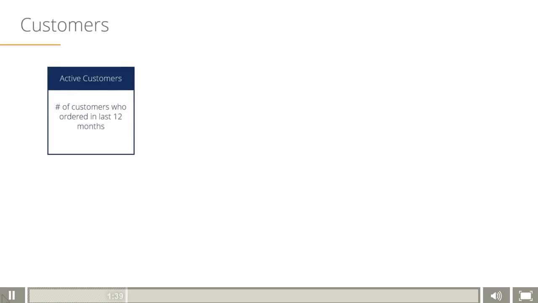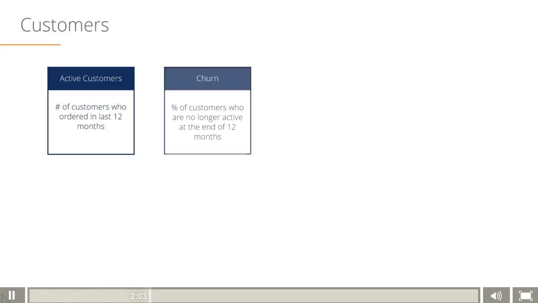The first is active customers. Active customers is defined as the number of customers who have ordered in the last 12 months. That is the most common duration for an active customer. Some companies will define it over a longer time period, say number of customers who've ordered over 24 months or 36 months, depending on the type of business. 12 months, however, is the most common. The churn rate is the percentage of customers who are no longer active after the same period as you define your active customer base. So in this case, the number of customers who have dropped off after 12 months.